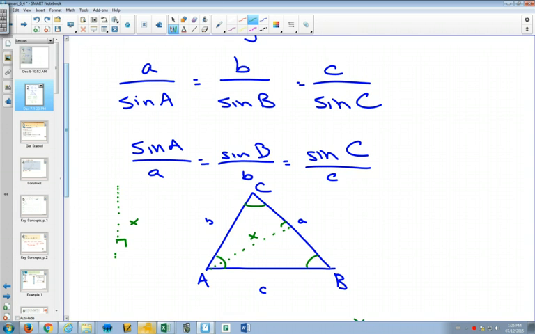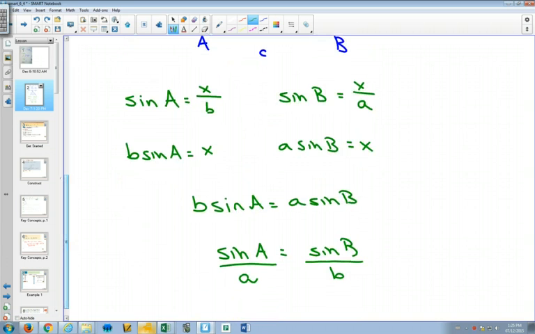And then if you have that sine A over a equals sine B over b, and then you have that sine B over b equals sine C over c, you have all three of them. Sine A over a equals sine B over b equals sine C over c. But when you're using the sine law, you will just use two of them at a time. So it's a little proof of where the sine law comes from.